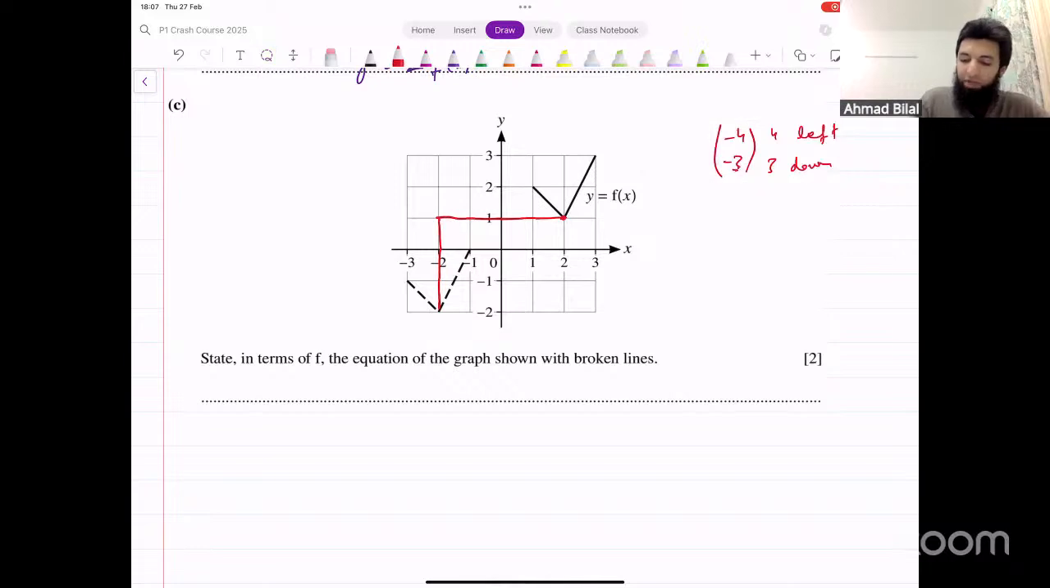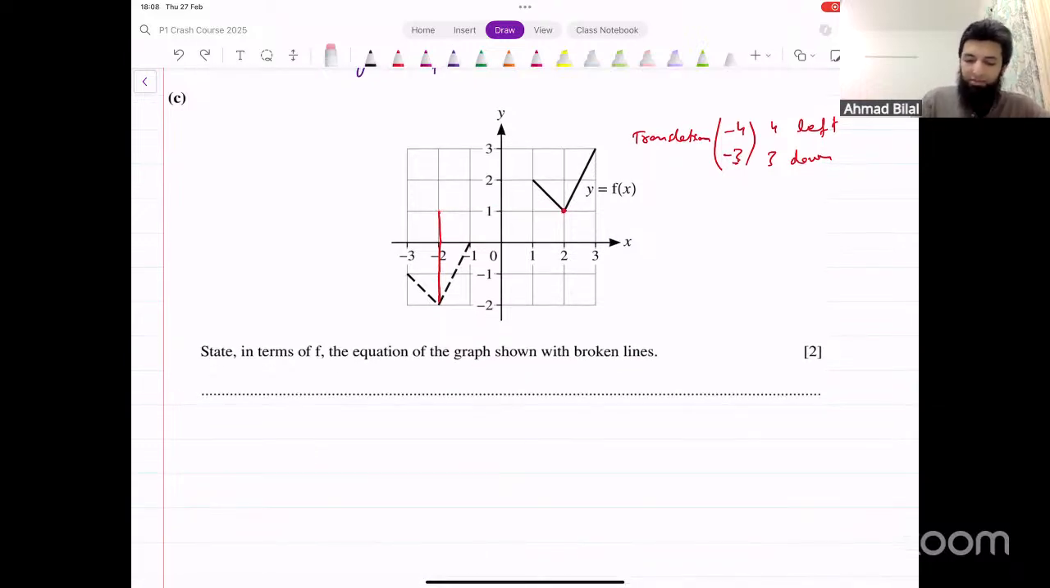Okay, but they've not asked us to describe this. They want us to write down the equation of the graph. What's the equation of the graph in broken lines? Let's think about it. Is it horizontal or vertical? This is both, right? There's some movement horizontally, there's some movement vertically as well. So the movement is in both directions. We're going 4 units left, 3 units down. Okay, now how do we think about this?